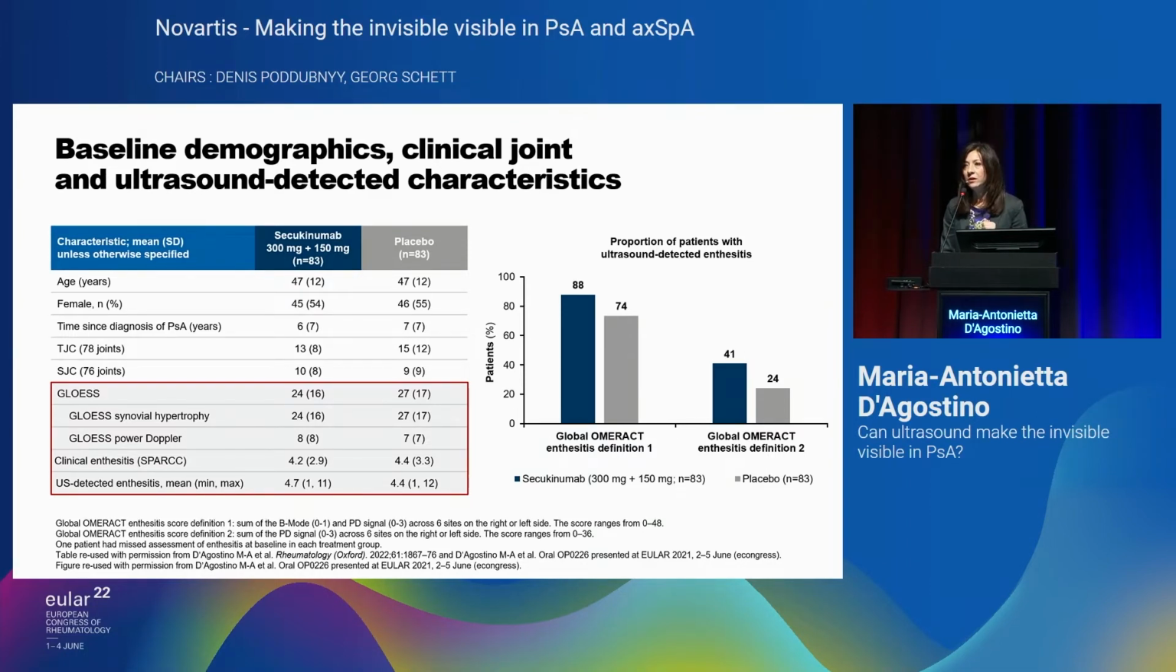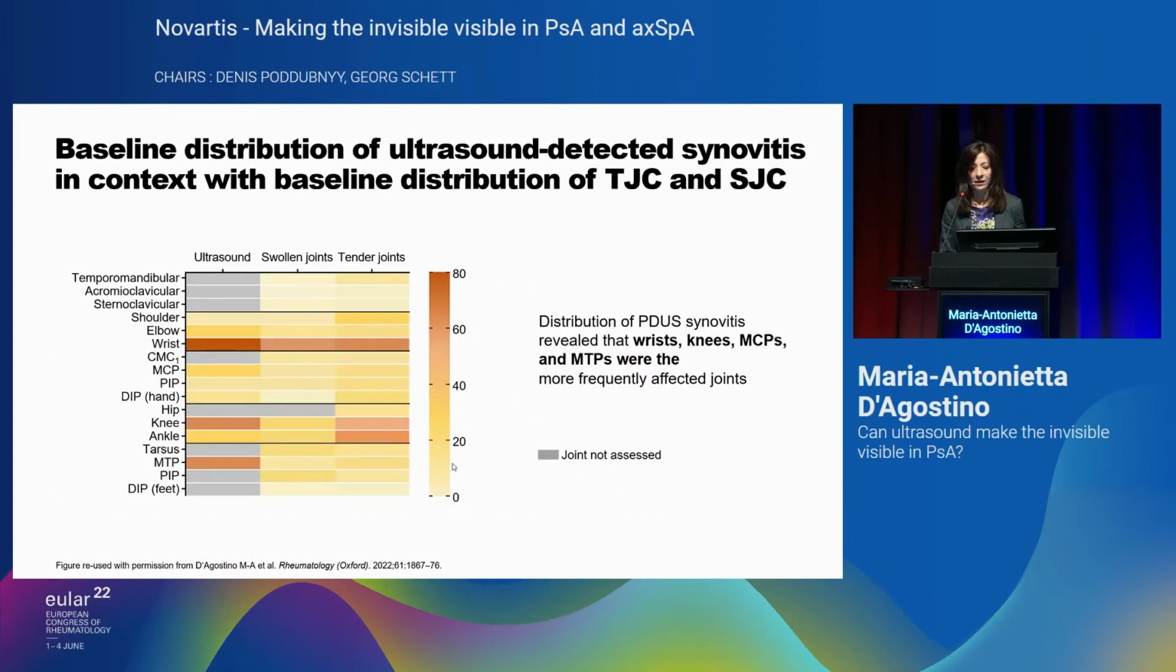But since we didn't use ultrasound as an inclusion criterion for enthesitis, you see that not all patients had ultrasound-detected enthesitis. So we were using B mode and Doppler in the definition to try to capture the inflammation in enthesitis, or to see if we could use only the Doppler signal as a measure of inflammation. As you can see from this graph, we probably didn't have many patients with Doppler activity in enthesitis.